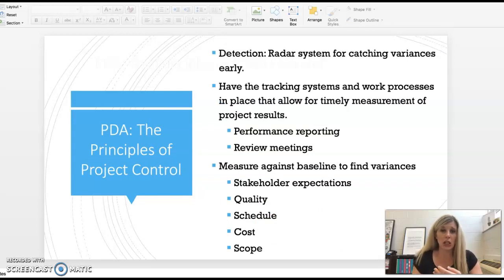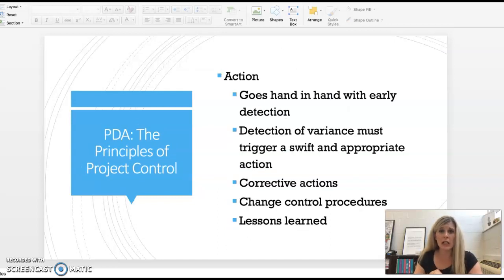Detection, that early radar system, means making sure that you are being vigilant, that you are constantly monitoring your people, that you are checking in, that you are having status meetings, that you are monitoring those critical success factors, and that you're communicating with stakeholders, looking at the quality and the schedule.